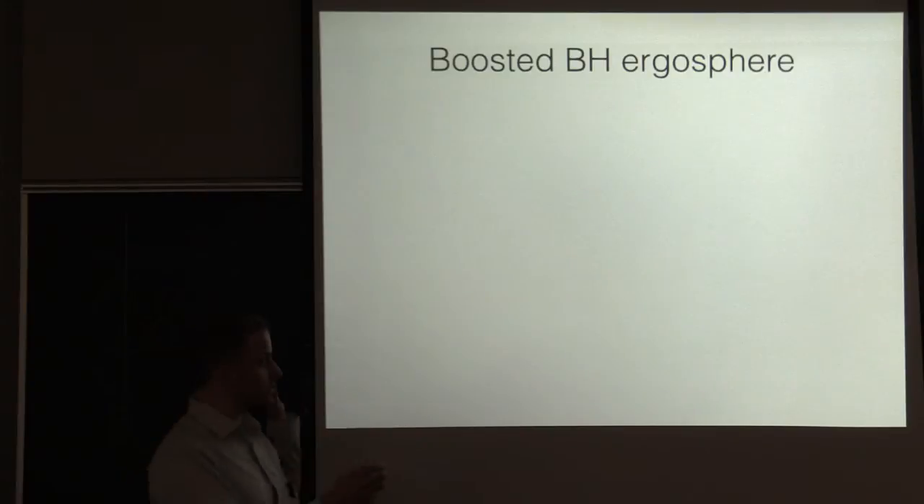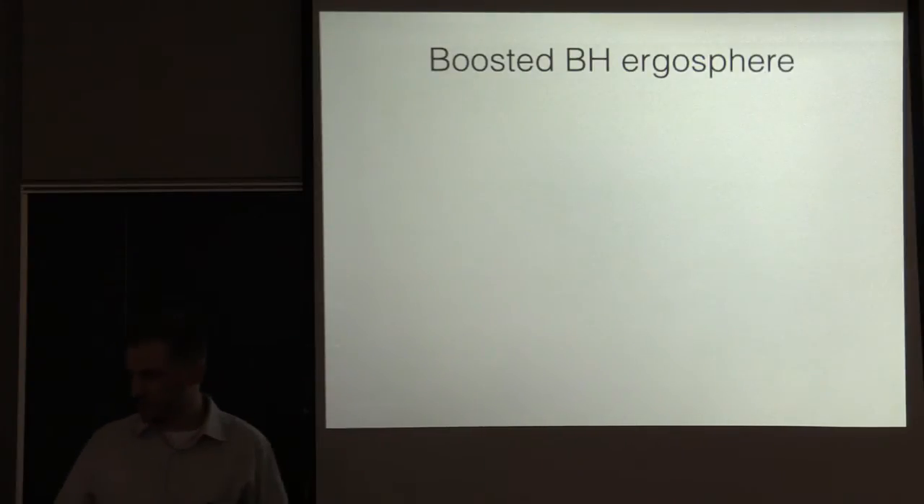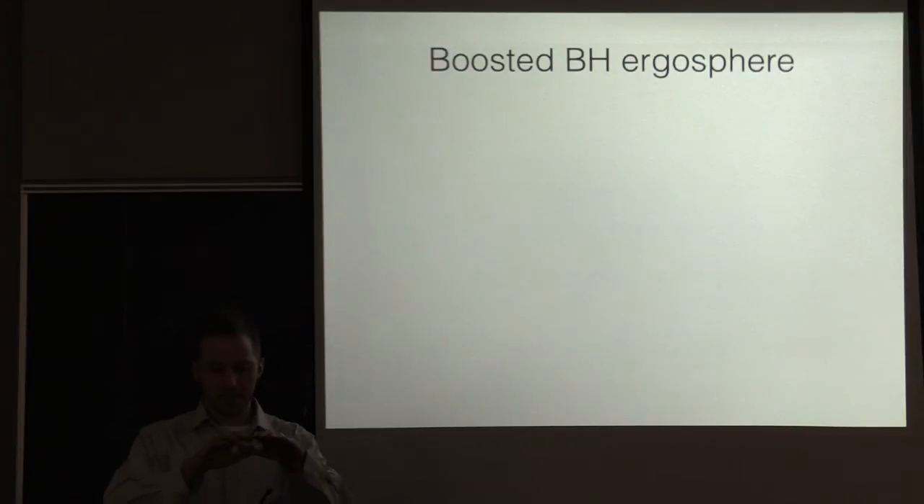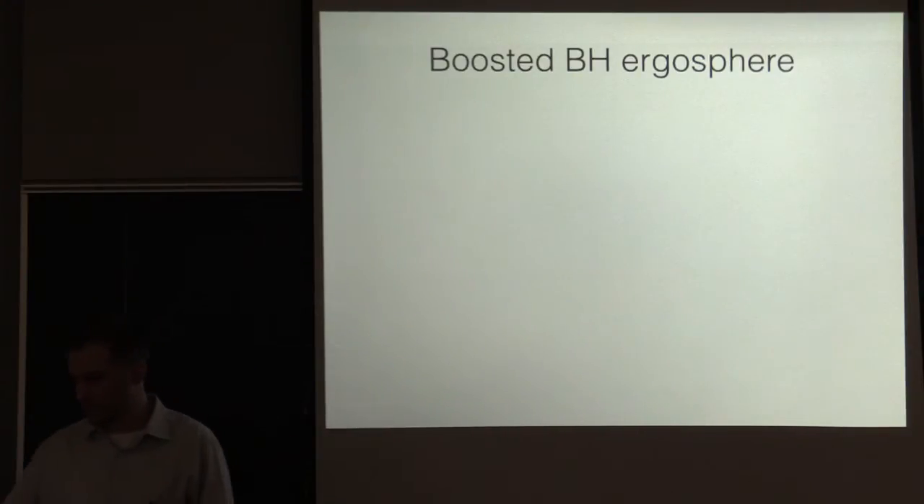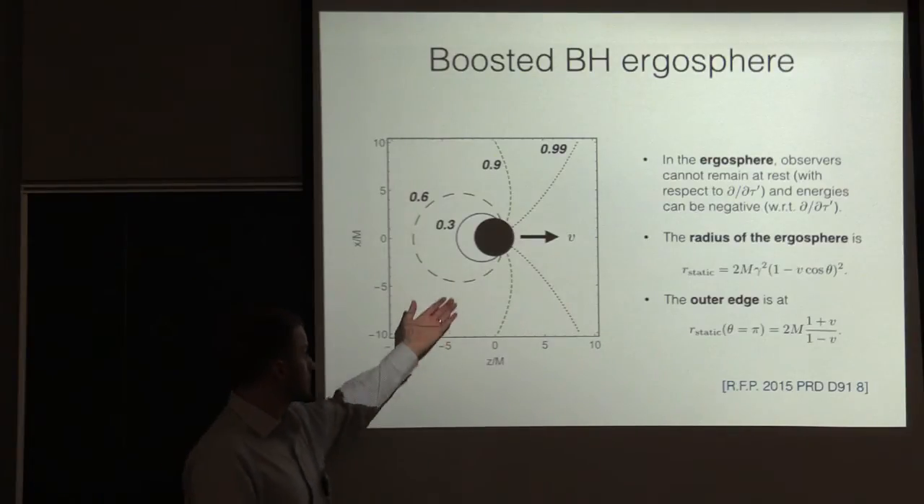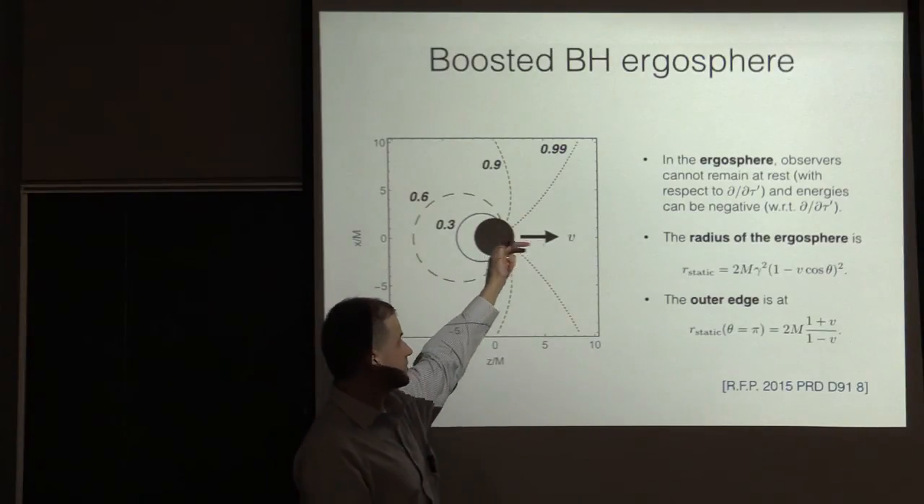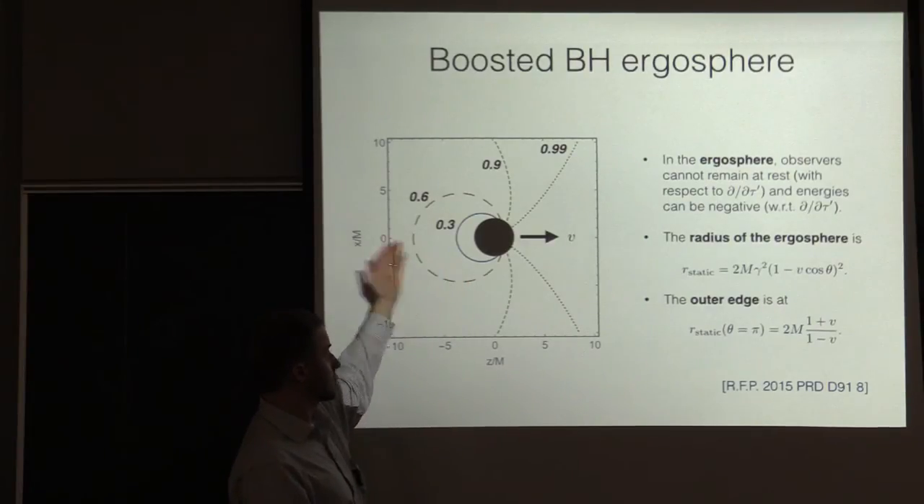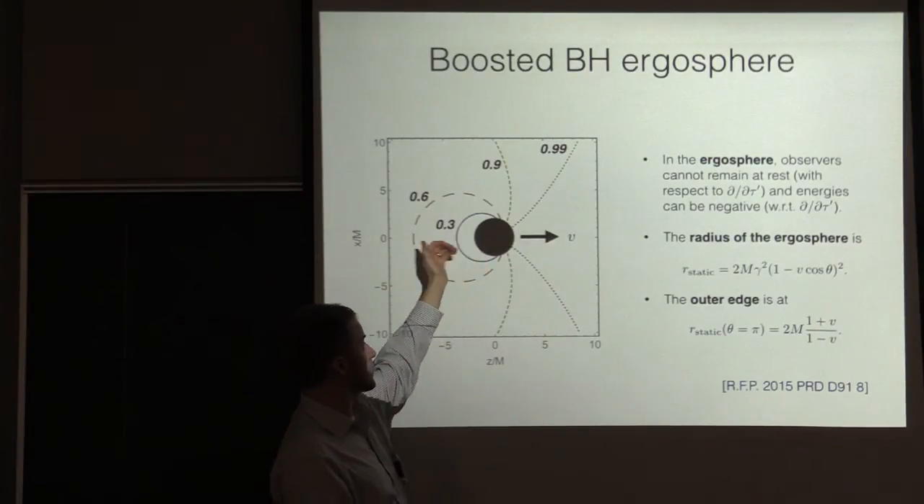So in these coordinates, where the black hole is moving along, just like in the Kerr case, in both cases there's a region where, with respect to those coordinates, observers cannot remain at rest. And that region is called the ergosphere, and inside that region you can have negative energy. And if you look at that region in our problem, here's my black hole moving along with velocity v. And I've computed the position of the ergosphere as a function of black hole velocity.